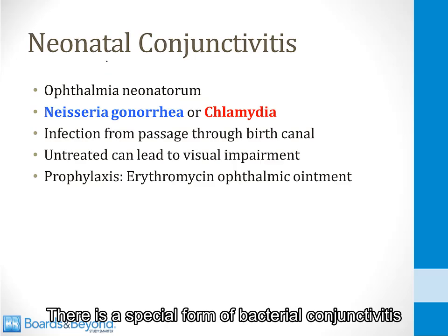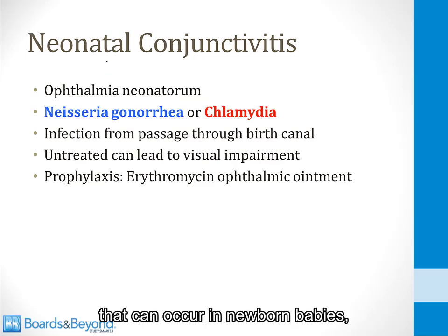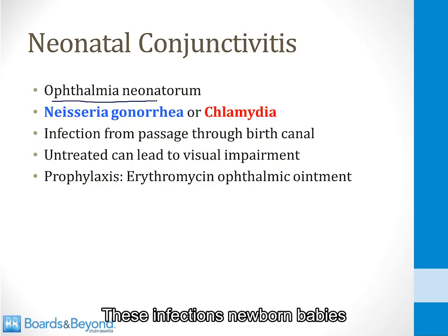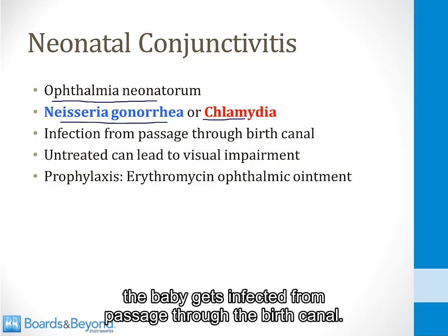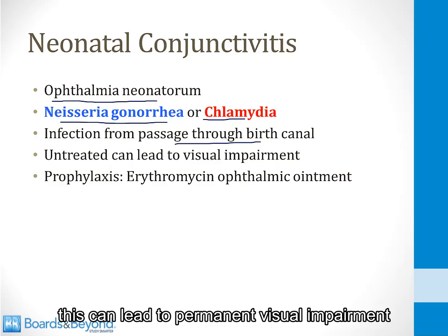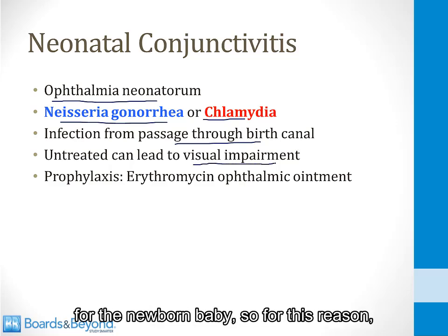There is a special form of bacterial conjunctivitis that can occur in newborn babies. This is called neonatal conjunctivitis or ophthalmia neonatorum. These infections in newborn babies are due to Neisseria gonorrhea or chlamydia. The baby gets infected from passage through the birth canal. And if left untreated, this can lead to permanent visual impairment for the newborn baby.